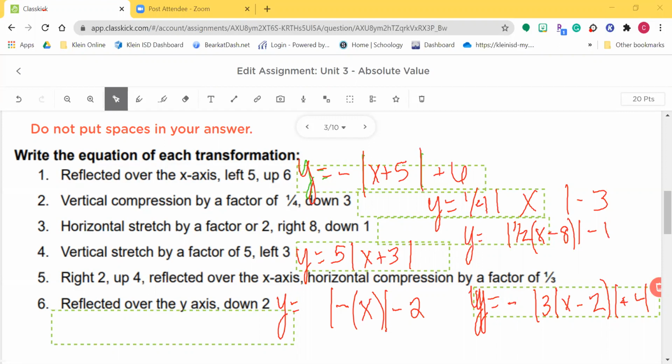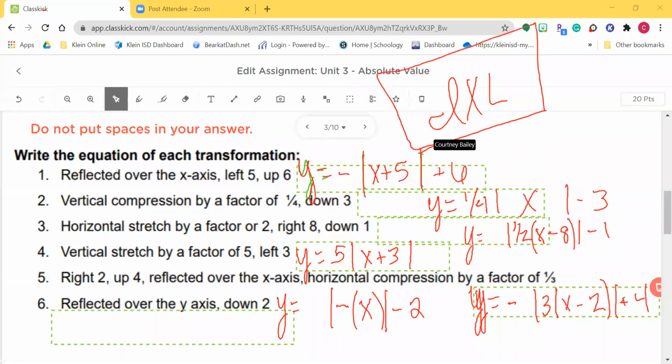You have an IXL assignment for homework. I highly suggest it gets done today because we are graphing tomorrow. And if you can't do this, graphing is going to be very, very hard. I need you here tomorrow. Please do not be absent.